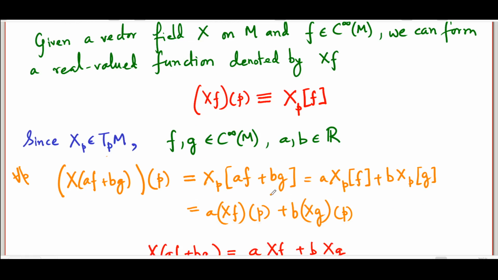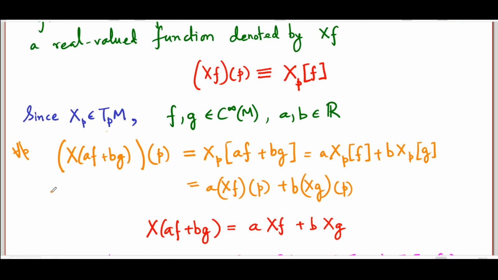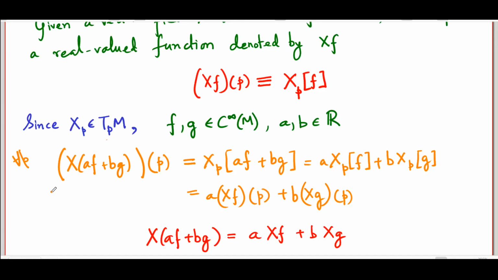So what you have here is a times Xf at the point p plus b times Xg at the point p. Now, since this works for all points in the domain of X, wherever X is defined, you can simply drop the p from this relationship and just claim this as a basic property of a vector field, that when it acts on af plus bg, it produces a times Xf plus b times Xg.